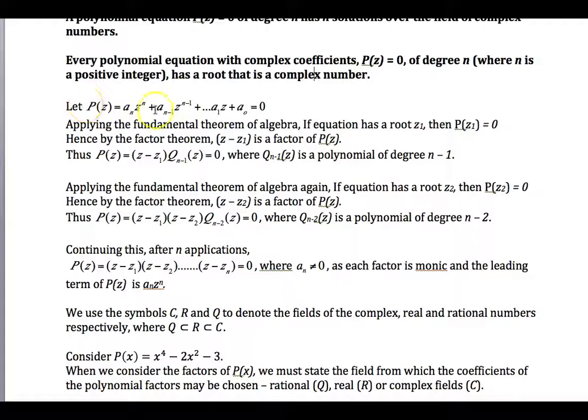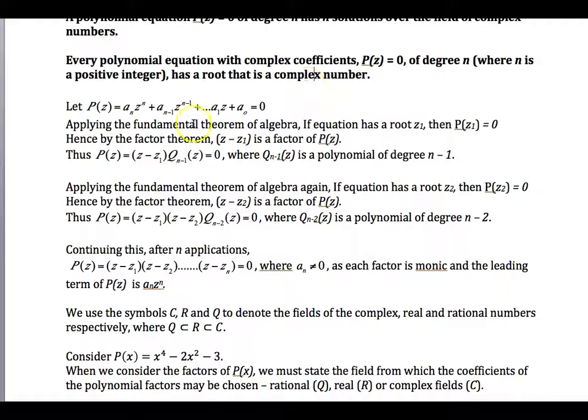So here is, for example, if we have this polynomial here, P of z is a sub n, z to the power of n, all the way down to a0, and that's equal to 0. The fundamental theorem of algebra, for example, if z1 is a root, do you remember the factor theorem and the remainder theorem, girls? If z1 is a root, then if you substitute z1 into that equation, you'll get 0. All right, you did that in the polynomials topic in 3 unit.